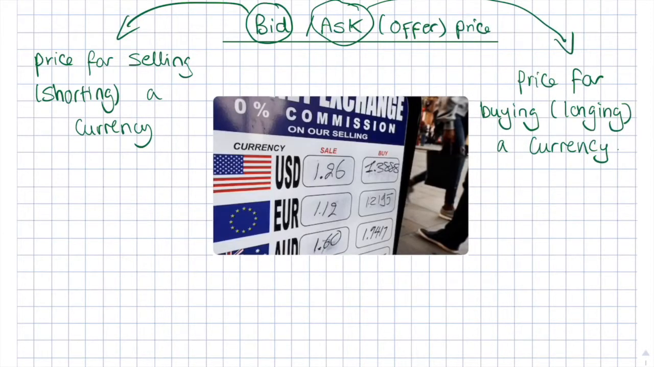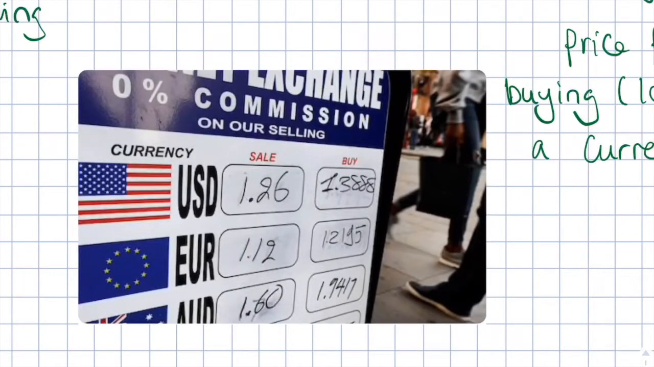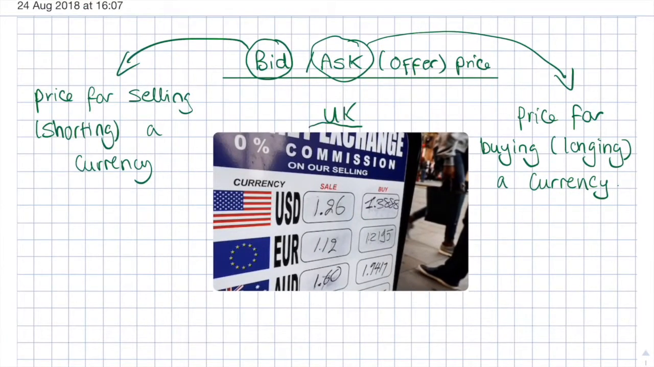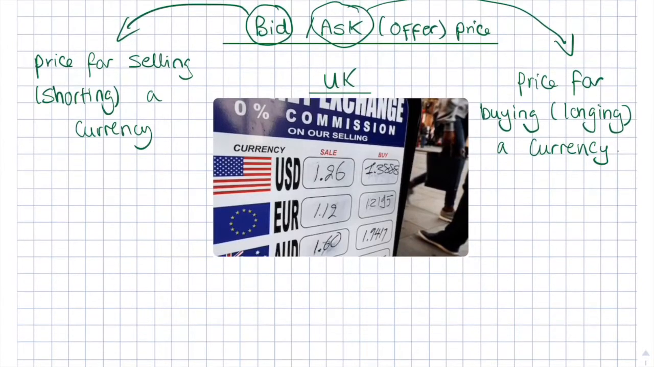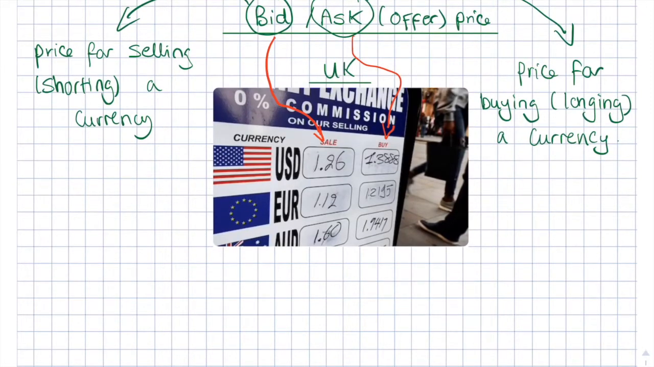So over here is a picture of an exchange bureau in the UK, and as you can see, let's just focus on the USD. It says a sell and a buy price. For the sell price, it is 1.26, and for the buy price it is 1.3888. Now the sell price is known as the bid, and the buy price is known as the ask.